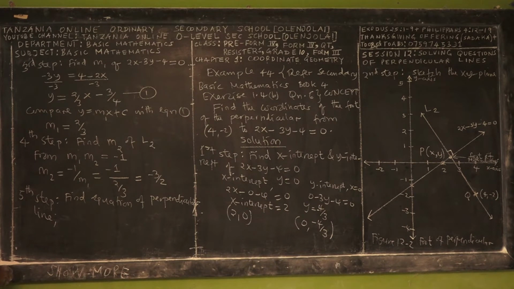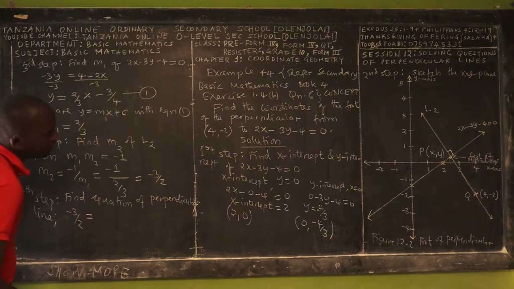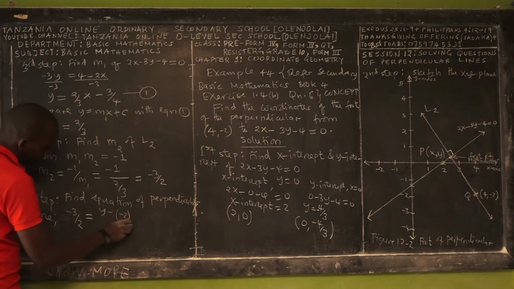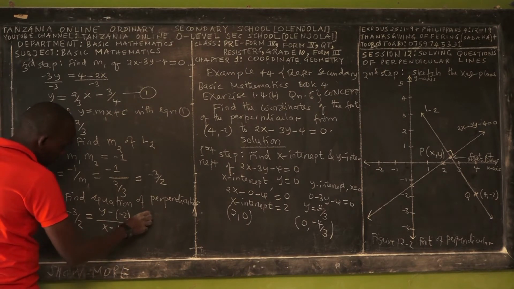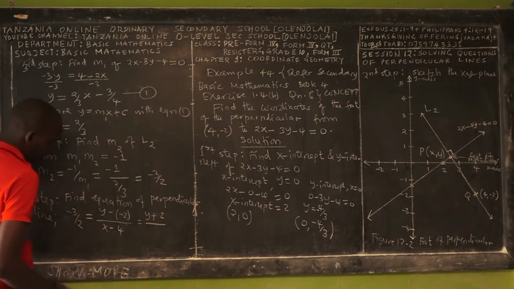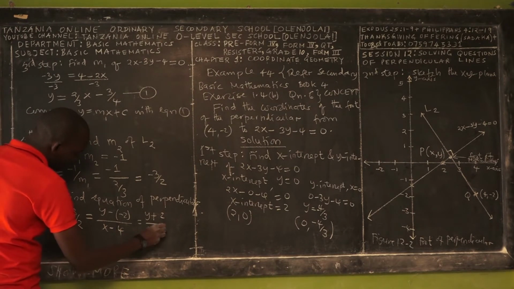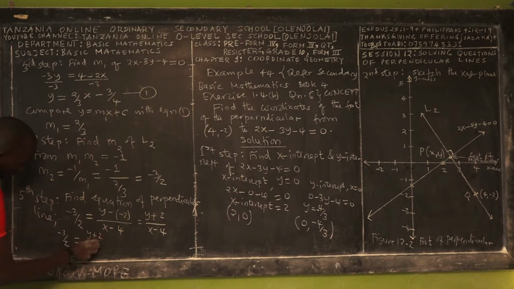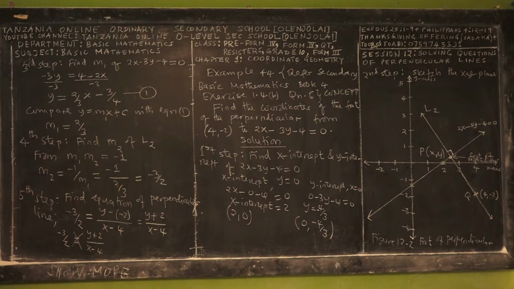So the equation of the perpendicular line, we say that we have -3 over 2. Let an arbitrary point be x, y. So it will be y minus -2 over x minus 4, that is y plus 2 over x minus 4. So this is negative 3 over 2 is equal to y plus 2 over x minus 4. So cross multiplication.